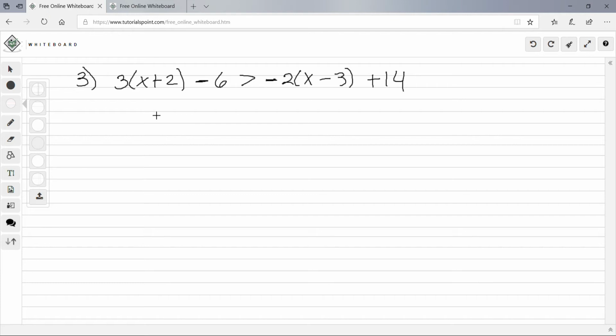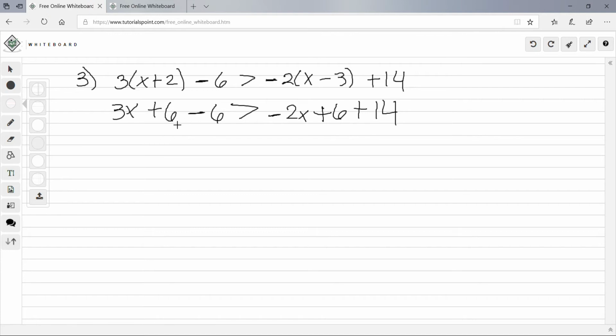So first step is let's distribute this 3. So we get 3x plus 6, and then bring down this negative 6. It's greater than, and then distribute this. So negative 2 times x is negative 2x. Negative 2 times negative 3 is positive 6 plus 14.